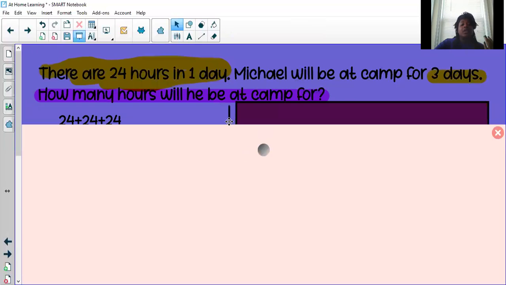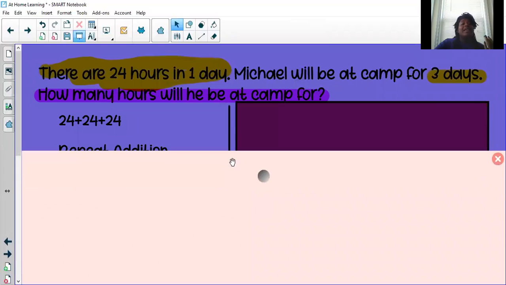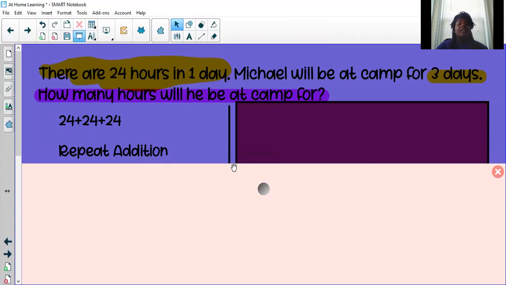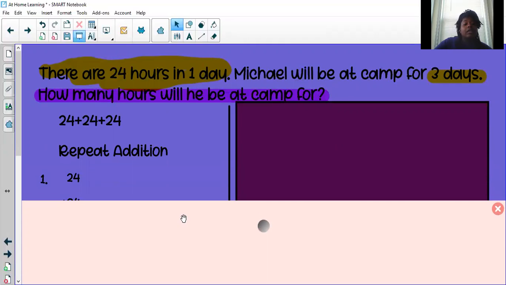So for addition, we can actually do repeated addition. That means because we know that there are 24 hours in a day and we have to count up to 3 days, we would have to count 24 3 times. 24, 24, 24, or 24 plus 24 plus 24. And when we do repeat addition, it kind of looks like this.